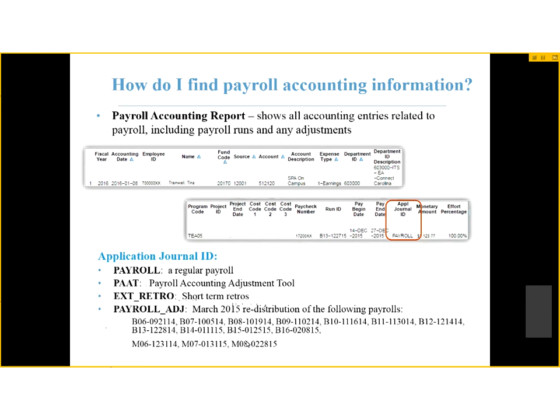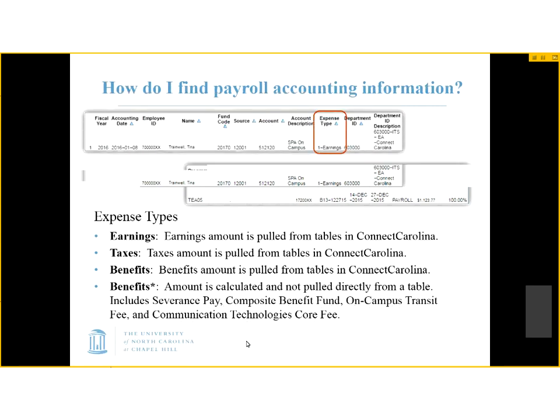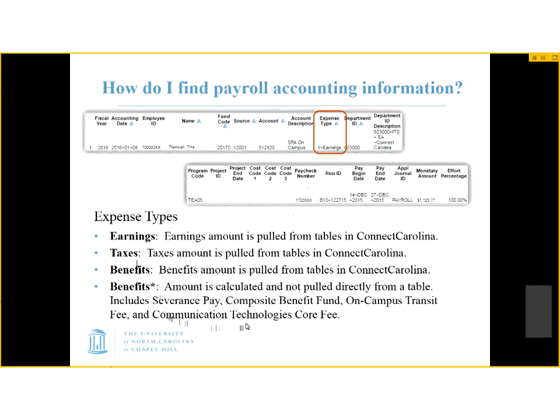So like I said, you'll see the rows will either be a payroll or an adjustment to a payroll. Next column I wanted to point out was the expense type. In each row you'll have an expense type, and it's basically earnings, taxes or benefits, and then if you see benefits with an asterisk, it's literally a composite of these things: severance pay, composite benefit fund, on-campus transit fee, and communication technology core fee. So it's like a bundle of those items. All right.